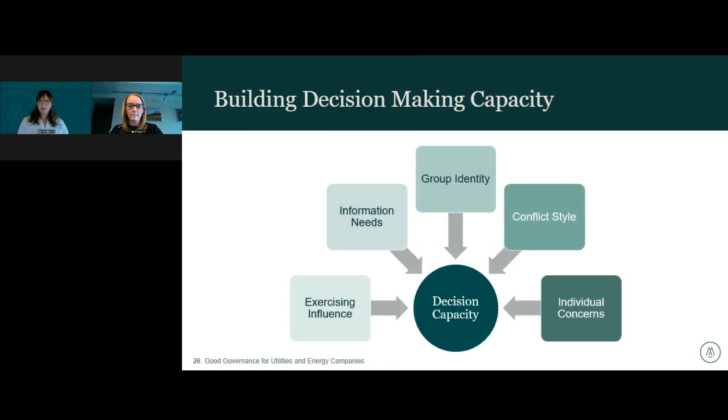When we think about any group, we're constantly needing to work on building that decision-making capacity. And there are a lot of different pieces that go into it. At a baseline level, we need to understand who our board members are, where they come from, and how they make decisions. And everyone in each of these categories is somewhere on a spectrum. So how they exercise influence. Are they a loud voice in the boardroom, or are they a quiet voice in the boardroom, but they exercise their influence outside of the boardroom?